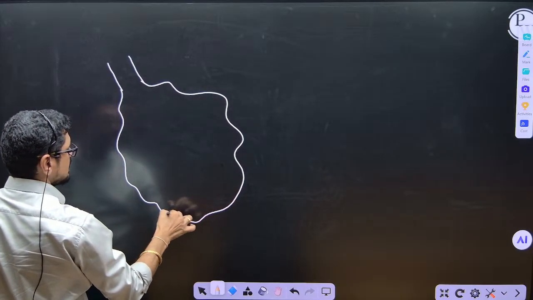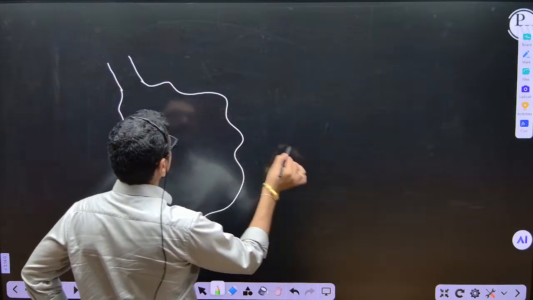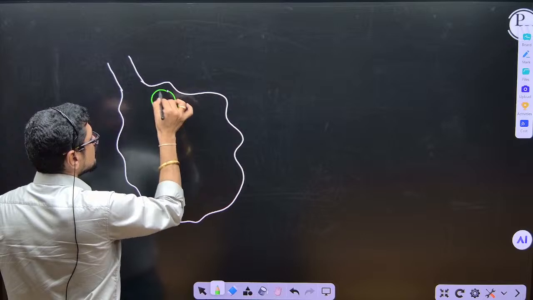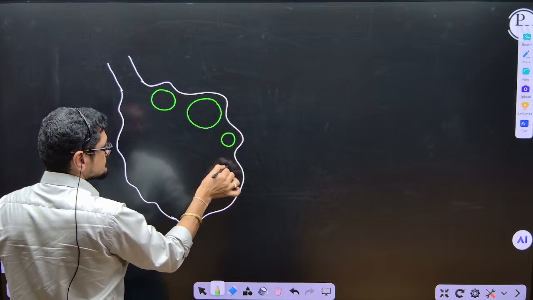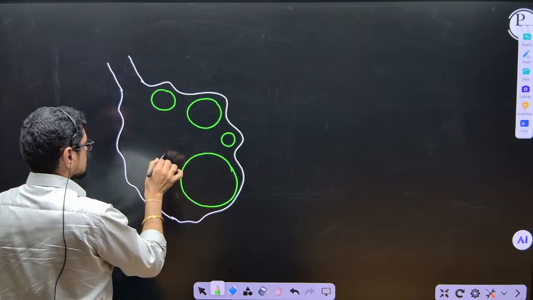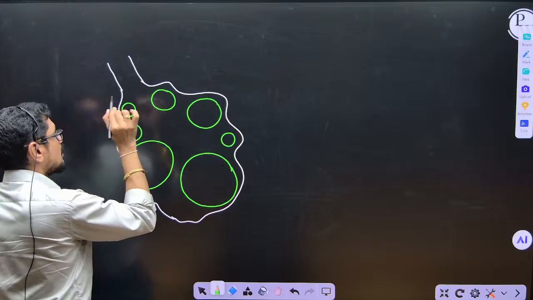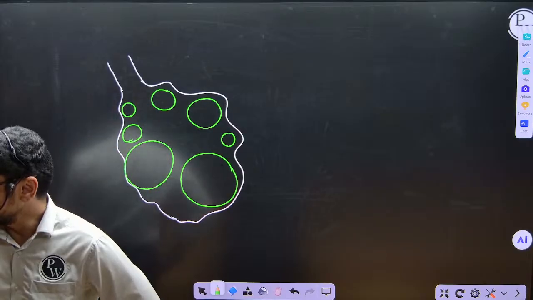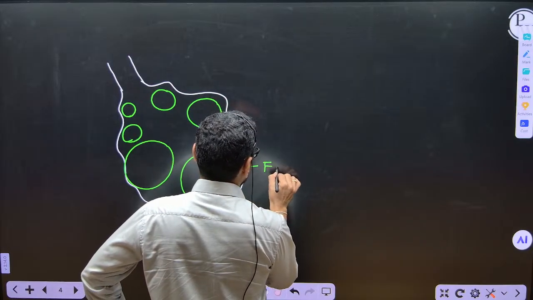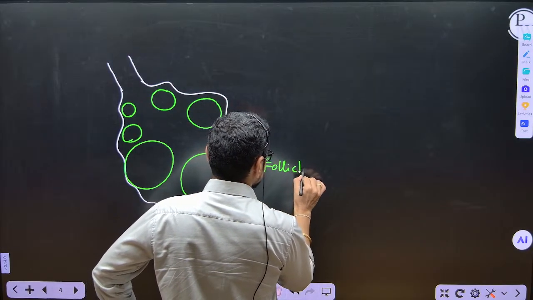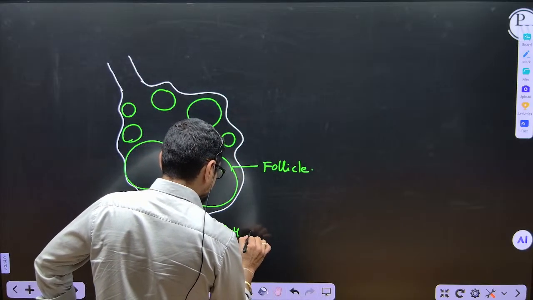So the ovary is paired, a pair of ovaries are present. I am representing one ovary. Inside the ovary, some follicles are present. They are called ovarian follicles. What are these? They are called follicles. And each ovary measures around 2 to 4 centimeters in length.